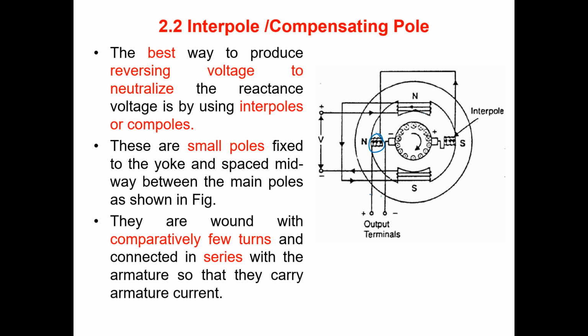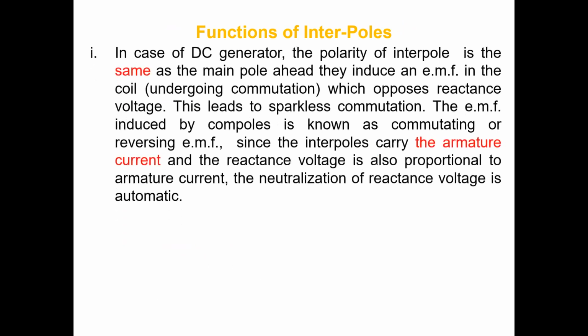North में करंट क्या था? Incoming. Same. यहाँ पे north है, इसमें भी करंट क्या है? There will be current incoming. It will be outward. Polarity will be same. Main pole ahead by the induced EMF. That means the coil which has undergone commutation, the EMF induced by compensation is known as compensating reversing EMF.